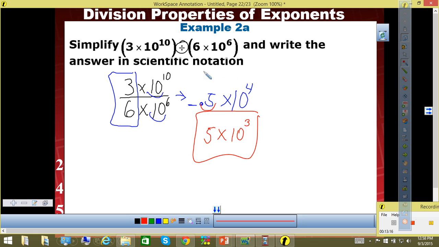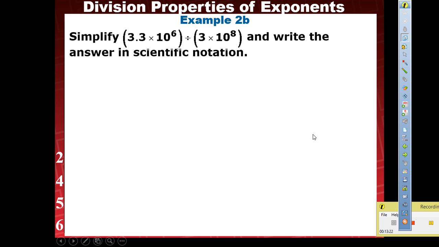You don't have to copy all the verbatim. Just copy the expressions and do the simplification. Example 2b, we got 3.3 times 10 to the 6th divided by 3 times 10 to the 8th. Simplify that, see what you get. Copy that.